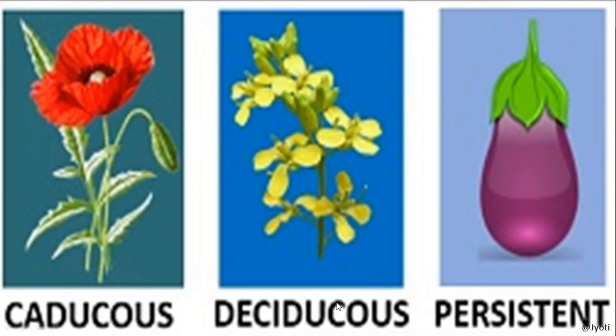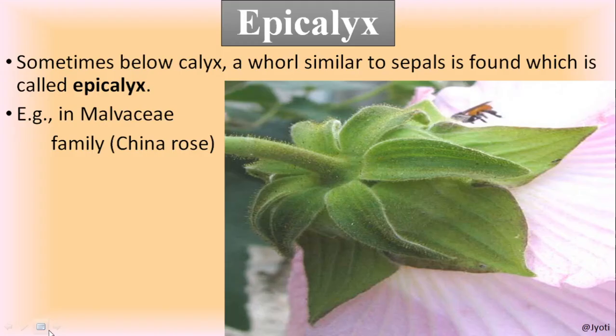Then you can see deciduous. Here you can see the buds, and these buds have the calyx. The young flowers have the calyx, but as soon as pollination takes place, the calyx falls down. So here we can see in the older flower there is no calyx. Now in persistent, here you can see in the case of brinjal, the calyx is persisting along with the fruit. So this is called persistent sepals.